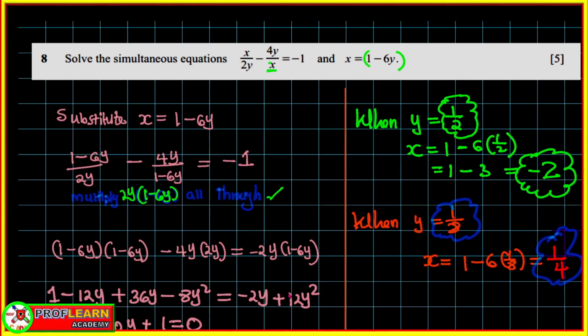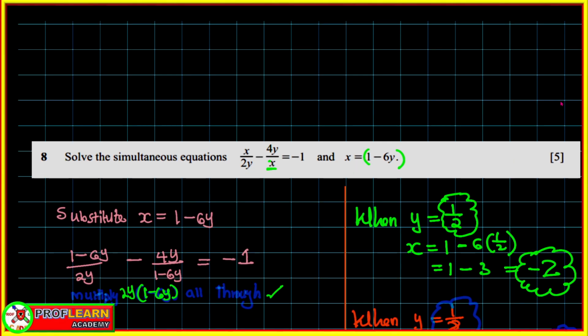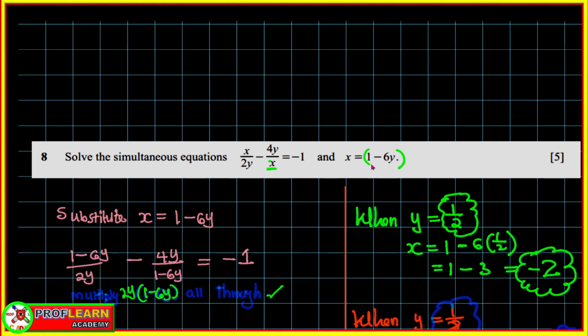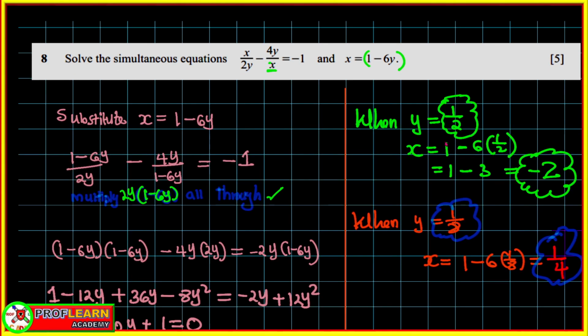And this implies that y is a half and y is 1 over 8. But since we are solving the simultaneous equations and this equation also was having x, then we are going to substitute. Anywhere you have y, we are going to substitute a half, and that's going to translate to x equals minus 2. So that is one of the solutions. When y is equal to 1 over 8, we are going to have our x equal to 1 over 4.